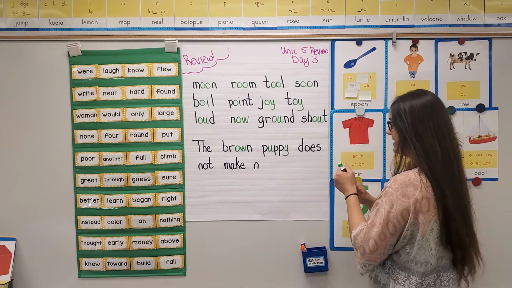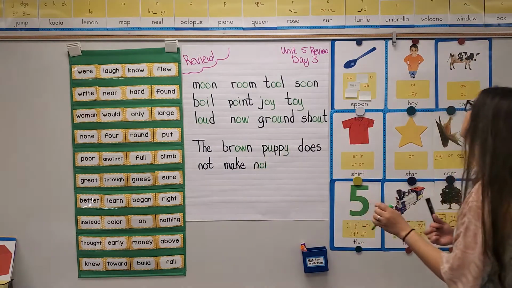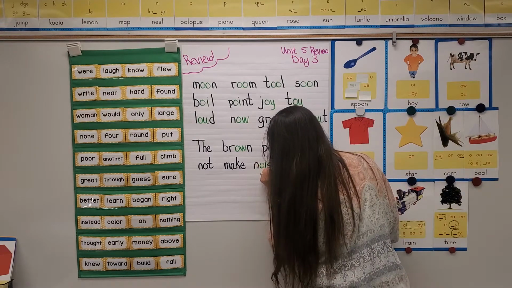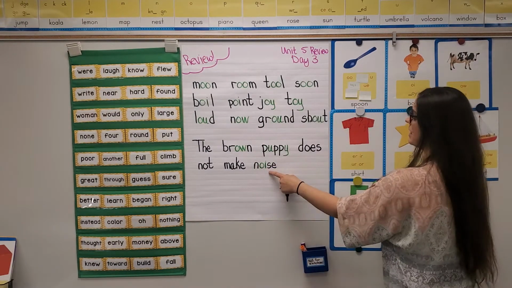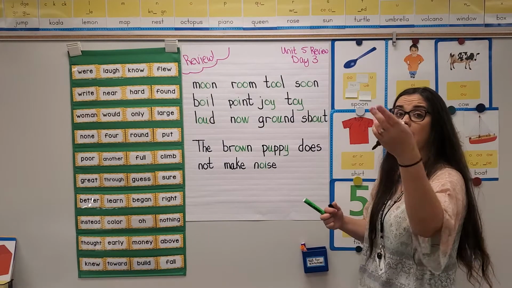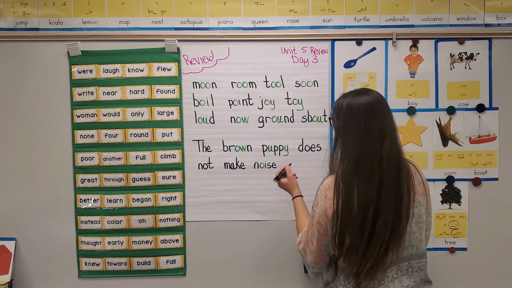and says O-I, oi. S-E, remember S is just lazy. E doesn't say eh. Just helps the S say noise. Noise. The brown puppy does not make noise.